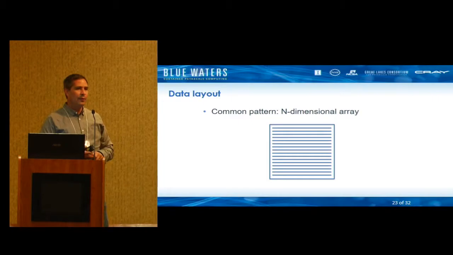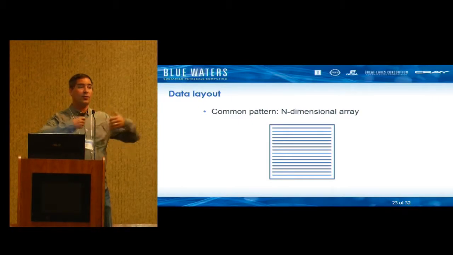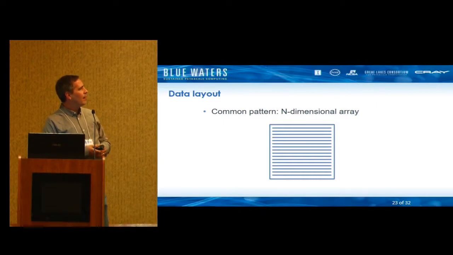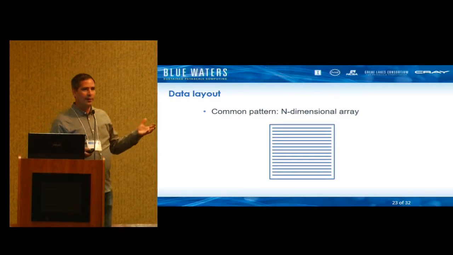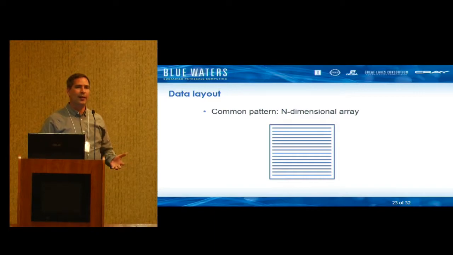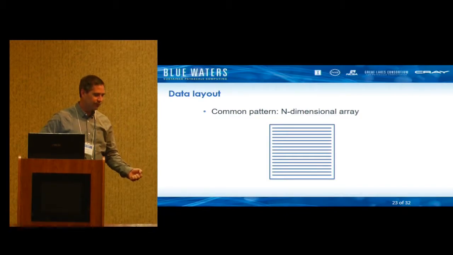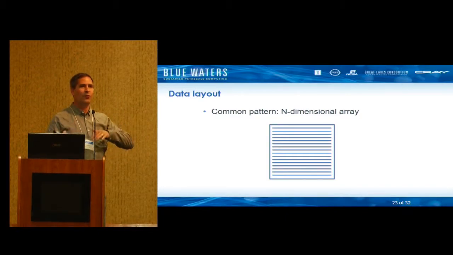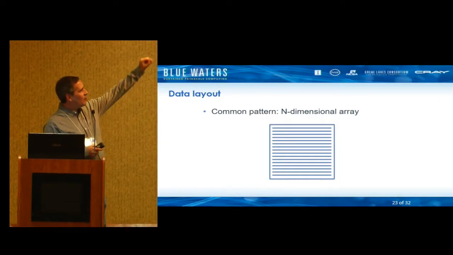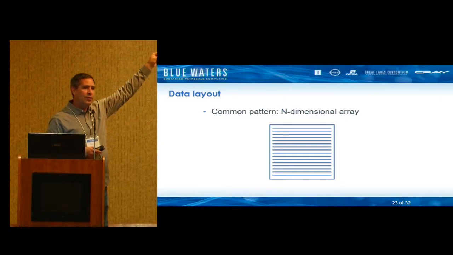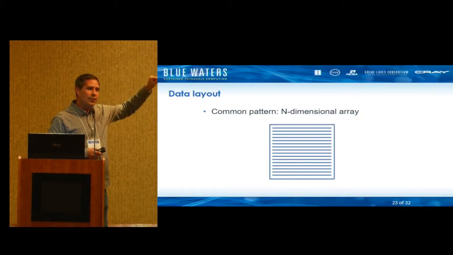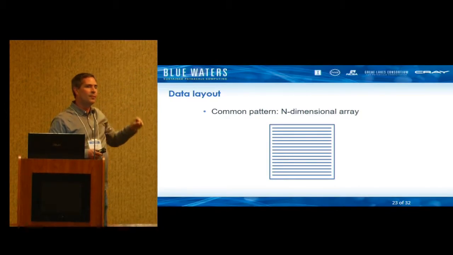So the data layout can cause issues. Remember how I said you want nice long reads. A common data format is an n-dimensional array, and if you think about how that exists on disk, it's just like in memory, with Fortran versus C arrays, whether it's row major or column major. If you start going down the columns, it's going to be doing a disk seek each time you change rows.